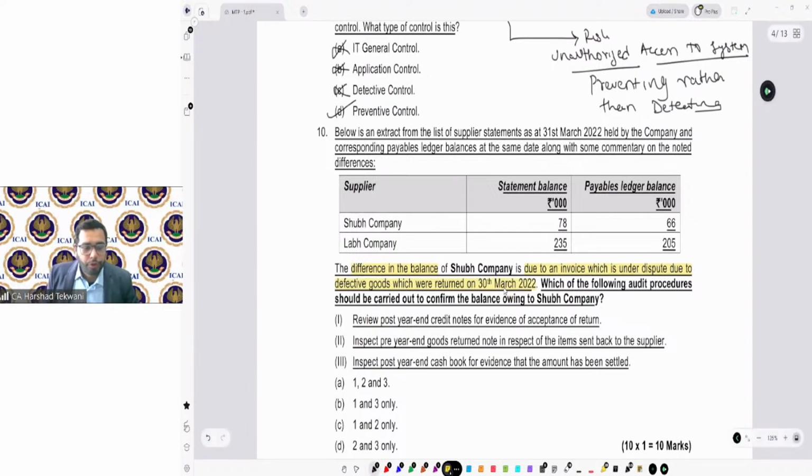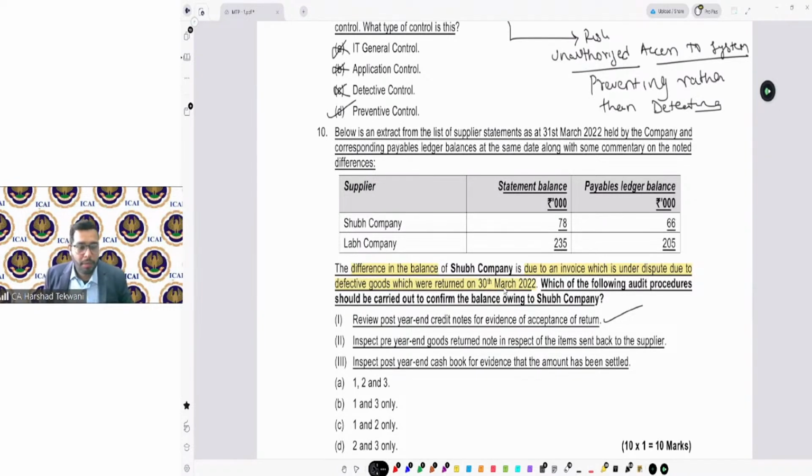Number one. The first procedure given is review post year end credit notes for the evidence of acceptance of return. Yes, if I can verify the return has been done and if I received any credit notes, because there is a dispute on 30th March with respect to the goods return. So the company has returned, but there is a dispute going on. If after the year end I receive a credit note evidencing the acceptance of the return, yes, it will validate the difference in the balance and it will be an appropriate procedure.